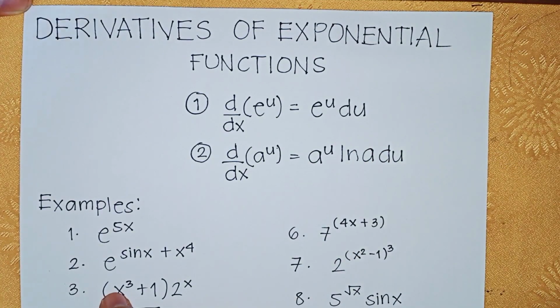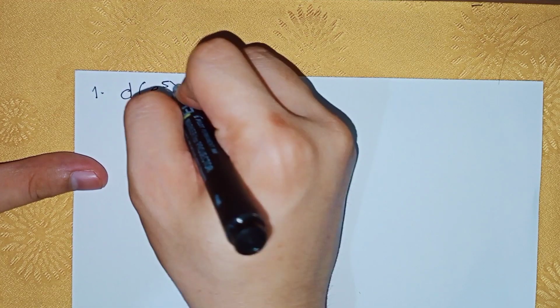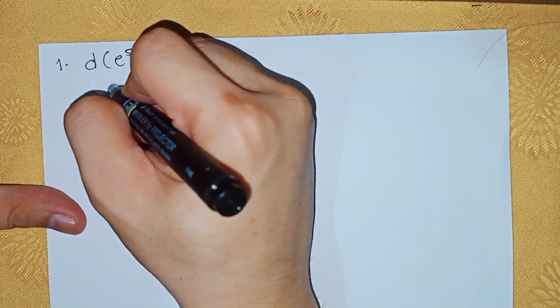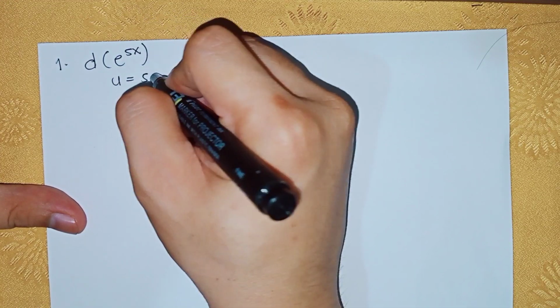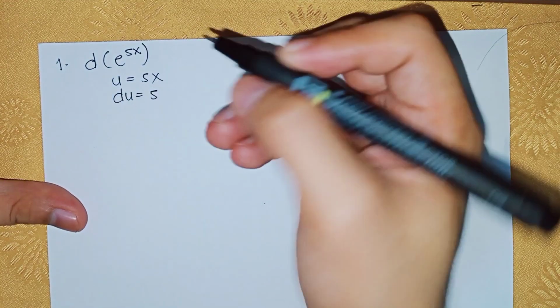So, magbigay tayo ng example. So, hanapin natin yung derivative ng e raised to 5x. Okay? So, number 1, find the derivative of e raised to 5x. So, ano nga yung u natin dyan? Yung 5x. Tapos, ang du nyan, 5, di ba?